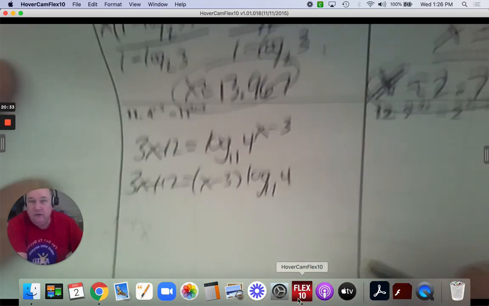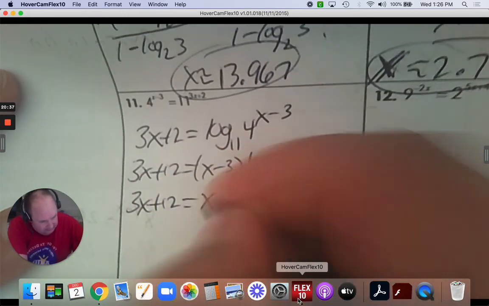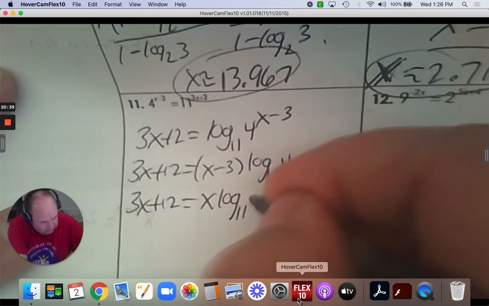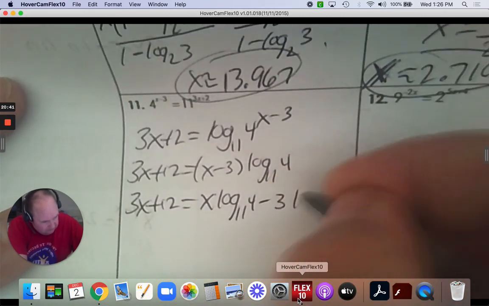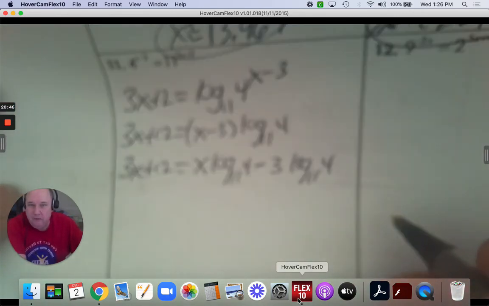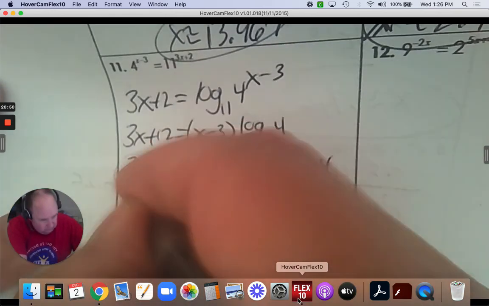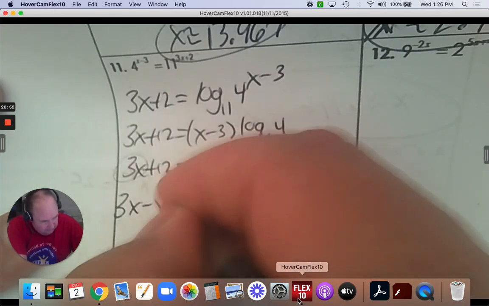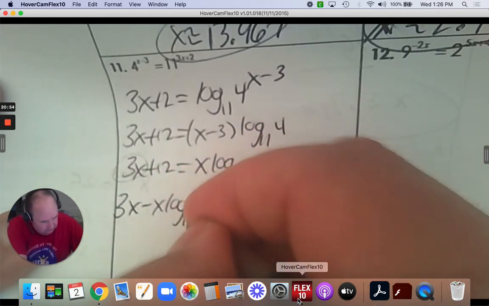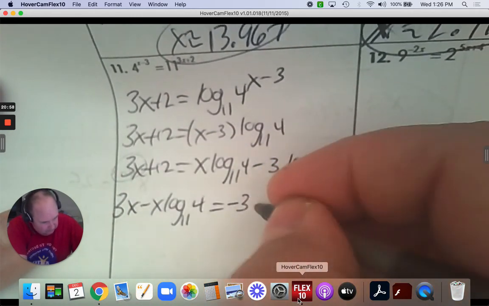Next we distribute. So when we distribute, it'll be x times log 4 base 11, subtract 3, and the same thing here. So we distribute, just put them beside each other. We're going to gather the x's together. So we're going to subtract x log 4 base 11, and we're going to subtract 12 to the other side.